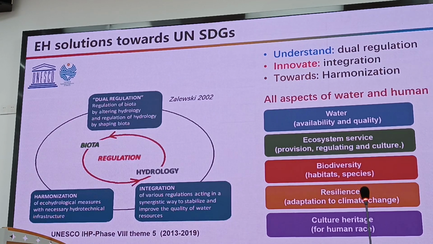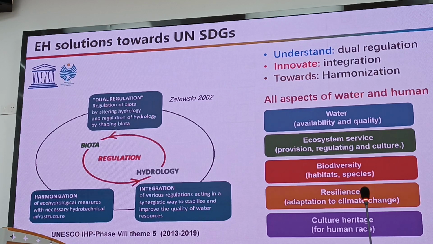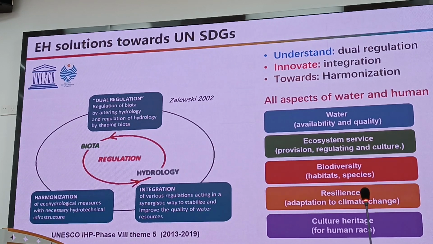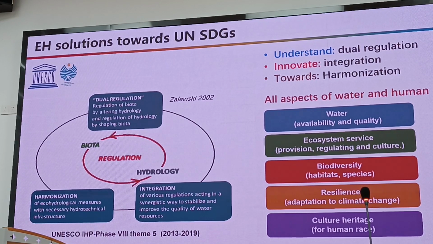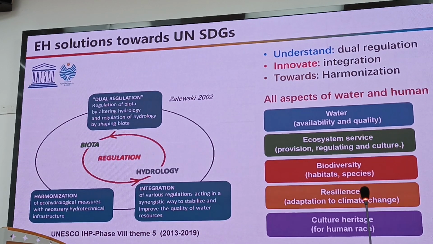It does not mean that nature-based solutions are the only one. We have other eco-hydrotechnical infrastructure that can reduce the adverse impact on the biota, and also the integration of various regulations acting in a synergistic way to stabilize and improve the quality of water resources. So these are the three principles of eco-hydrology proposed by Professor Zalewski from 2013 to 2019. And what I think, from my side, is that we have to understand the dual regulation, innovate the integration, and promote the harmonization.